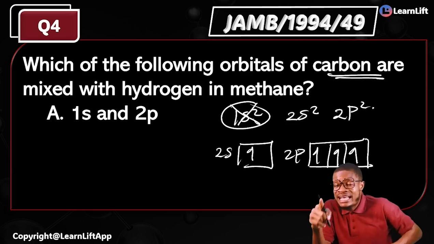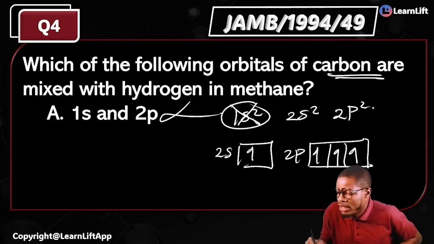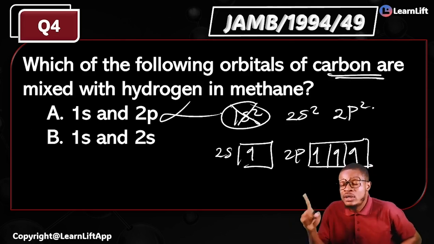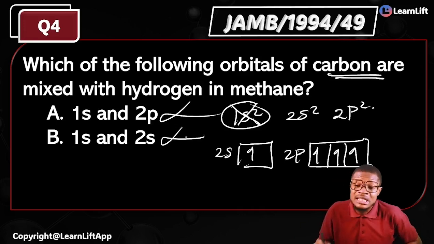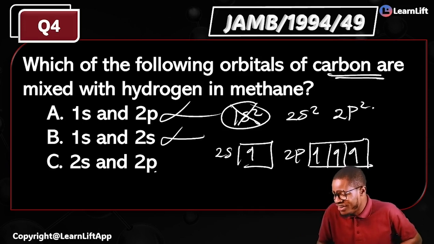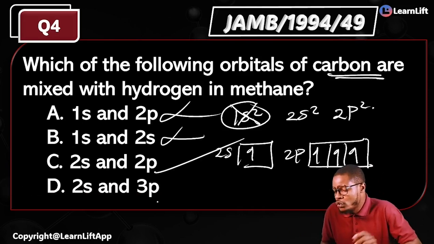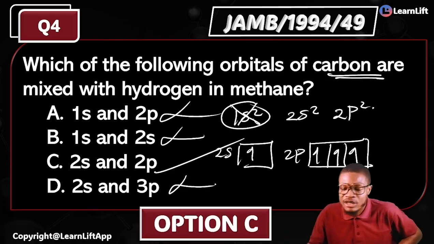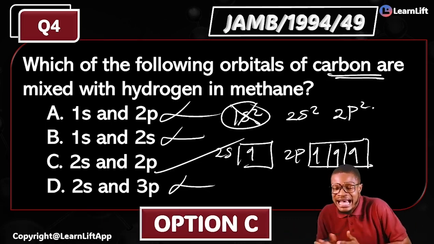Is it between the 1s and the 2p orbital? No, this one is out of the way. Option B says it is between the 1s and the 2s. No. Option C says 2s and 2p. Option D says your 2s and 3p. What is the answer? Option C is the correct answer, between the 2s and the 2p.